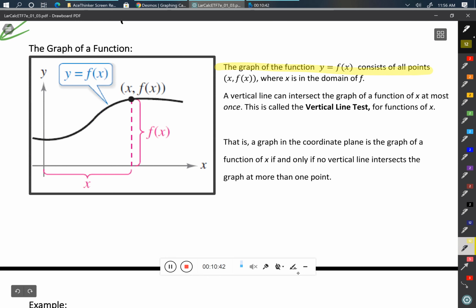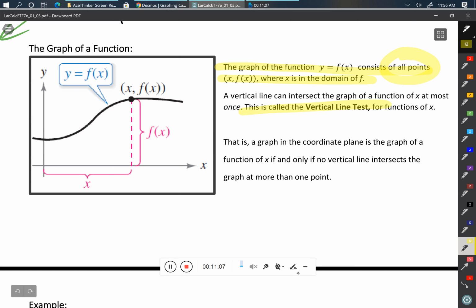The graph of a function, y equals f of x, consists of all the points x comma f of x, where x is in the domain of f. So basically what we're doing is we're making a bunch of ordered pairs. We're plotting all those ordered pairs. How many of them? All of them. Okay? You can tell if something is a function or is not a function based on the vertical line test.